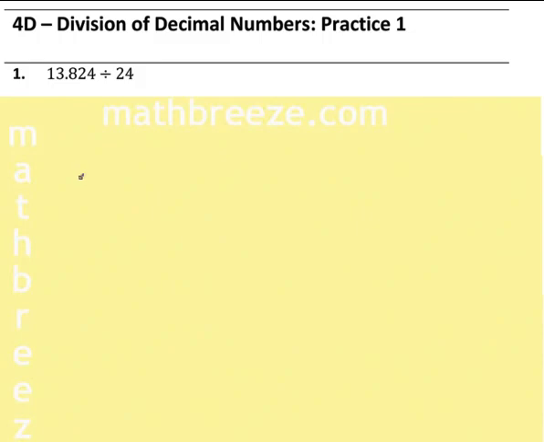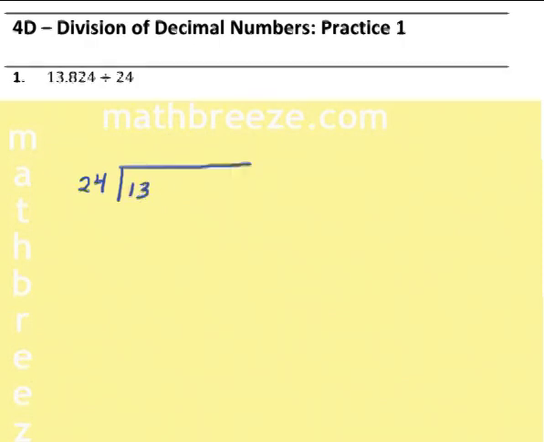Okay, now we're going to divide 24 into 13.824. And our divisor does not contain a decimal point, only our dividend. So all we have to do is bring up this decimal point into the quotient to set up the division. All right, now we start dividing.